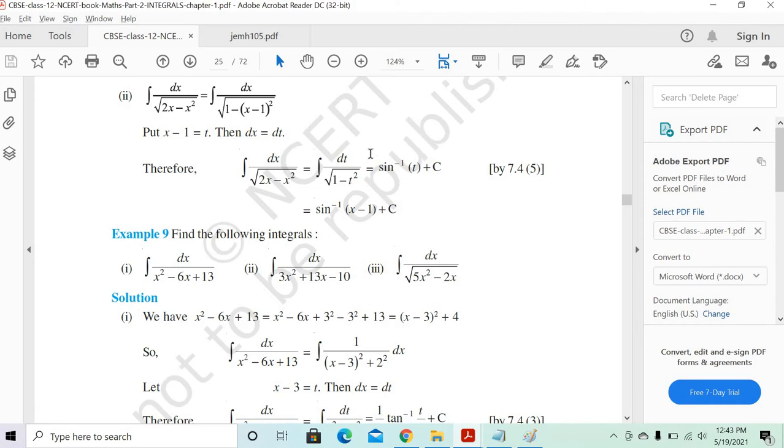Okay. Yeah, Vijay. This one, sin inverse x1 f1. Excellent, Vijay. Clear this part? Any questions, any doubts? No, sir. Clear. Okay, go to the example 9, first part now.